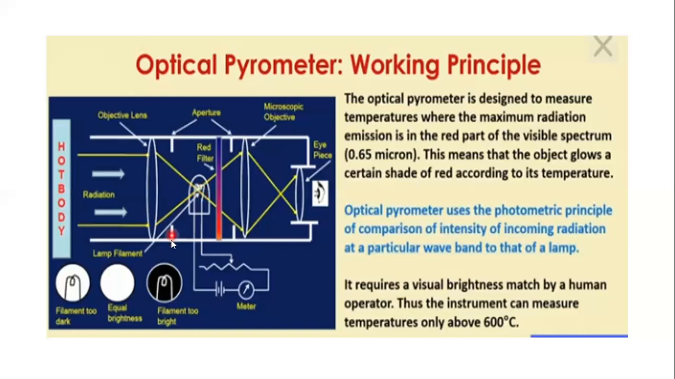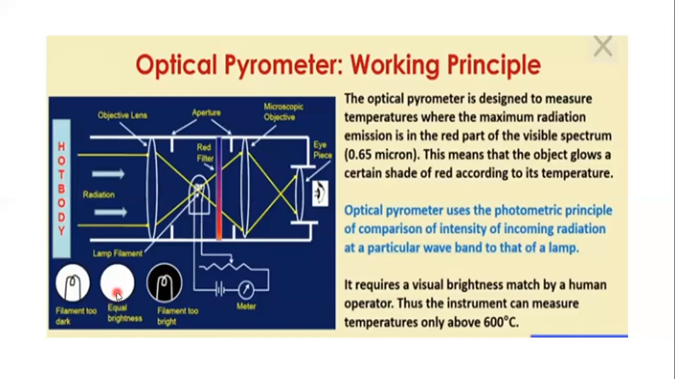Okay, so an observer can see either one of these images. If the observer sees like this, that means on a bright background, a black filament image. That indicates that the brightness of the filament is low as compared to the brightness of the hot body. If the observer sees like this, that means a white or bright image of a filament on a dark background. That indicates that the filament has a higher brightness than the hot body.